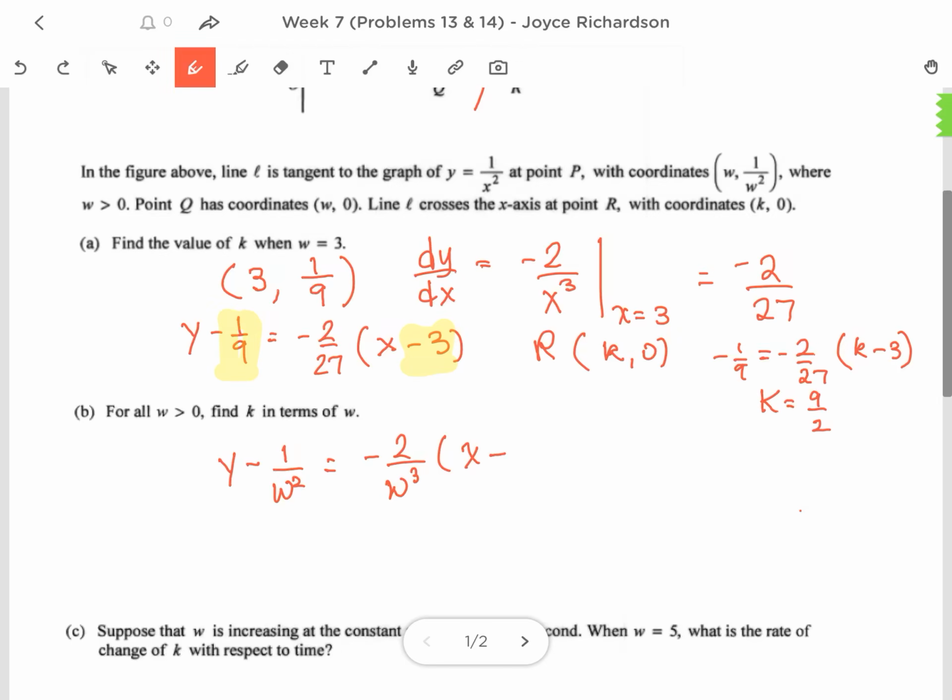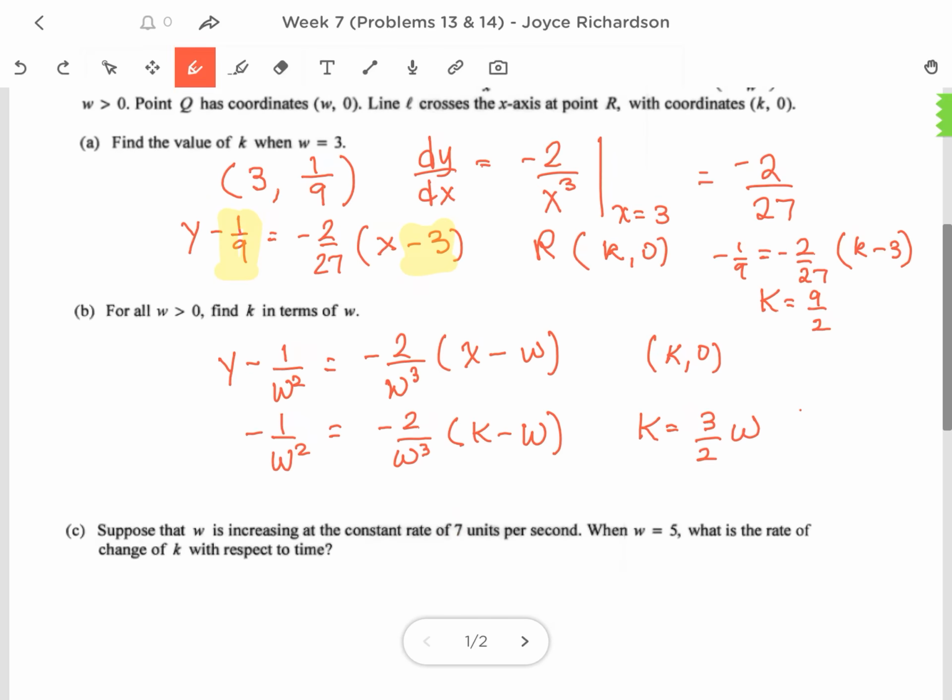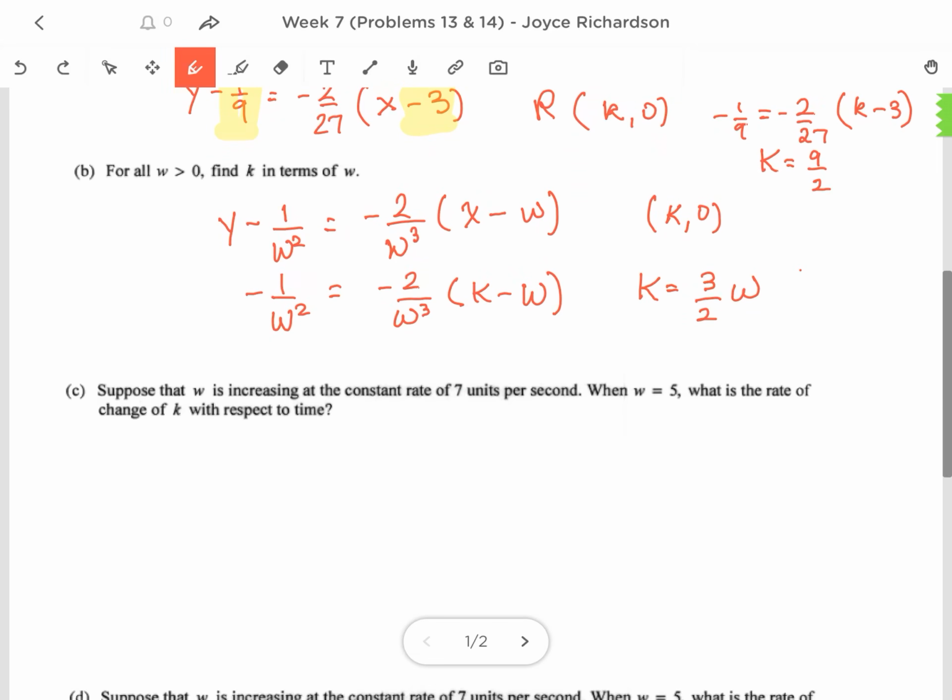Times (x minus w). Again, (k, 0) is that point, so negative 1 over w squared is equal to negative 2 over w to the third times (k minus w). And if we solve for k in terms of w, we are going to get k equals 3/2 w. And again, with that, please show me your work. I'm doing it so that we save time on this.